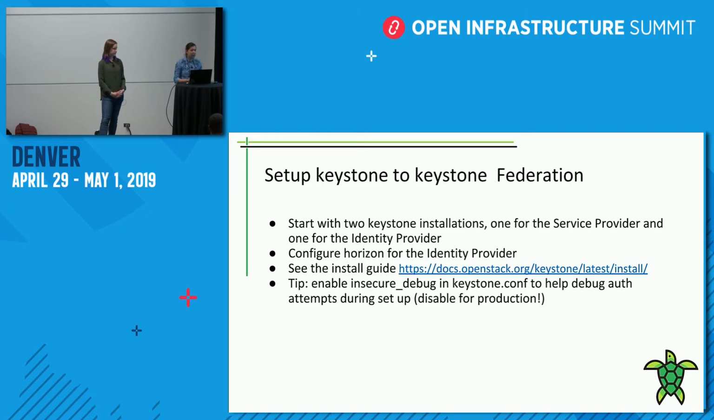Before moving on, in order to have full log level, we can also enable the insecure debug option in keystone.conf, which we have to disable before moving on to production.